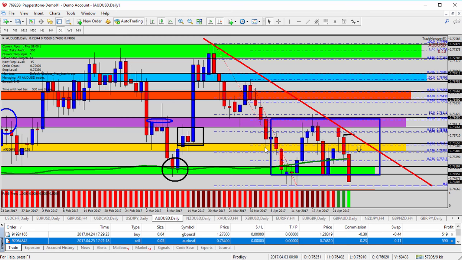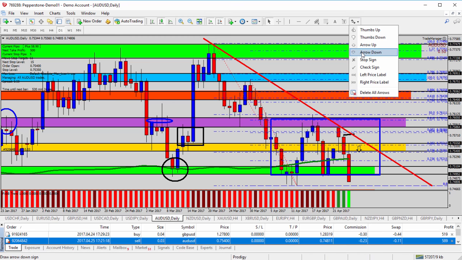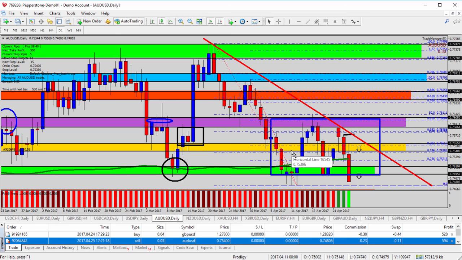So, successful trade there. Next thing we're going to look for is the successful break underneath the green shaded area, 74.95, and the continuation further for the Australian dollar.